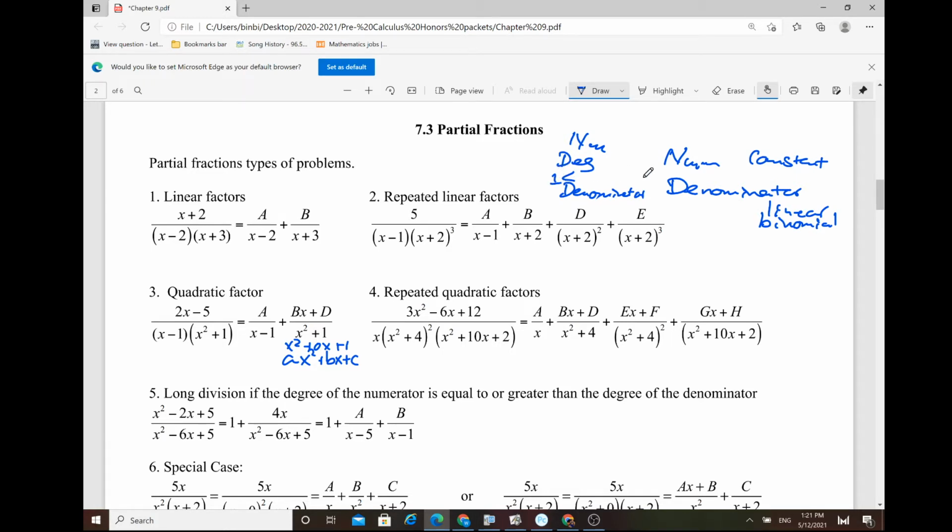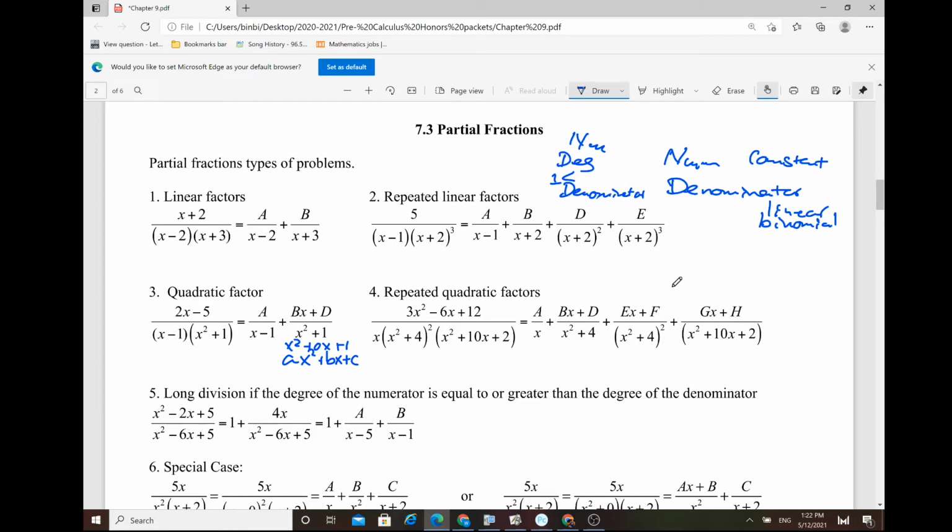Now what about case 4, the repeated quadratic factor? Once you factor this out, the first one is a monomial linear factor, so it's A over x. Then x squared plus 4 starts off with the quadratic, so on top it's Bx plus D. A, B, D, E, F are arbitrary constants. For the second one, x squared plus 4 quantity squared, on top is Ex plus F. Finally, the third factor is a different quadratic factor, so we put in Gx plus H.